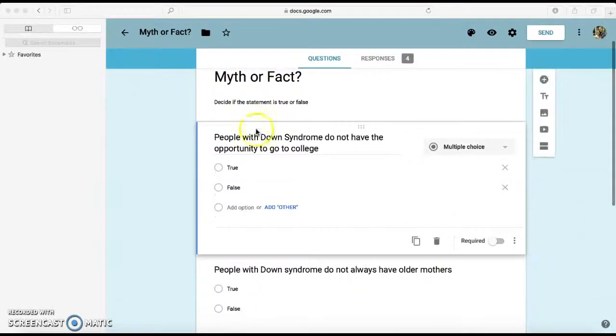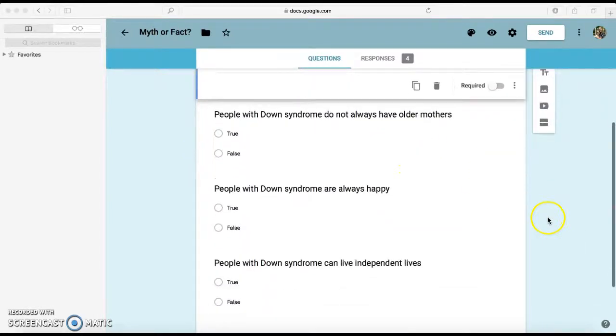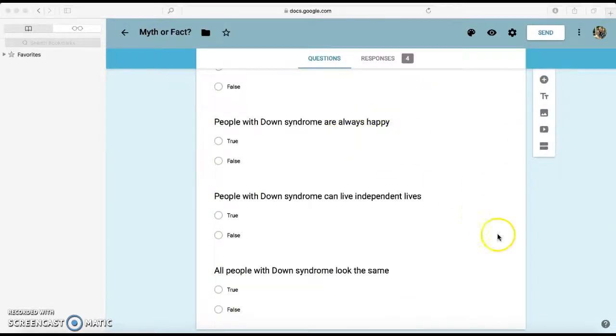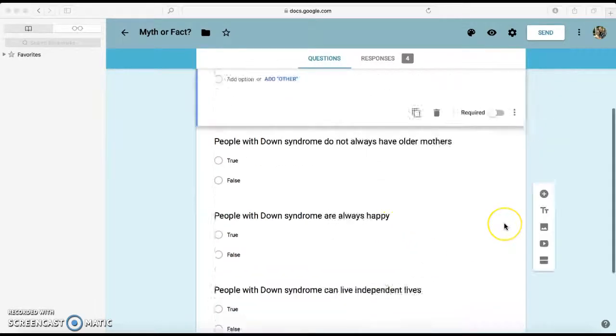And so I have questions. People with Down syndrome do not have the option to go to college. Is that true or false? There's also people with Down syndrome do not always have older mothers. People with Down syndrome are always happy. People with Down syndrome can live independent lives, and all people with Down syndrome look the same.